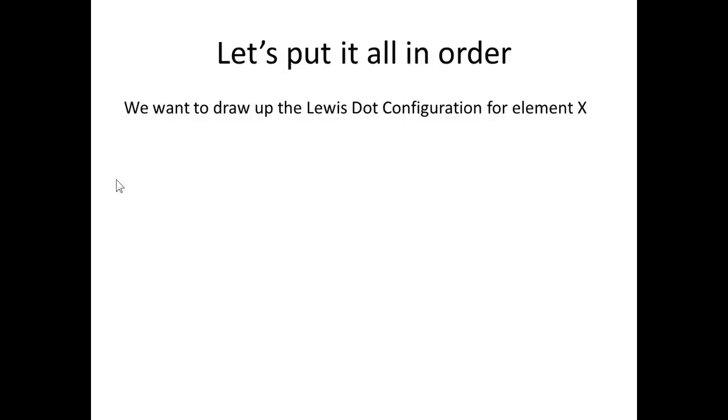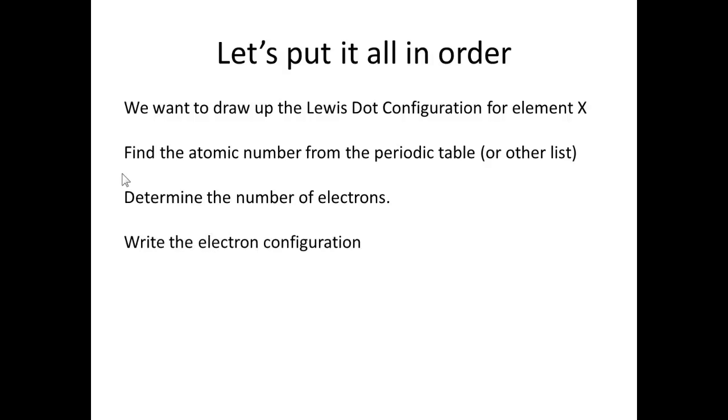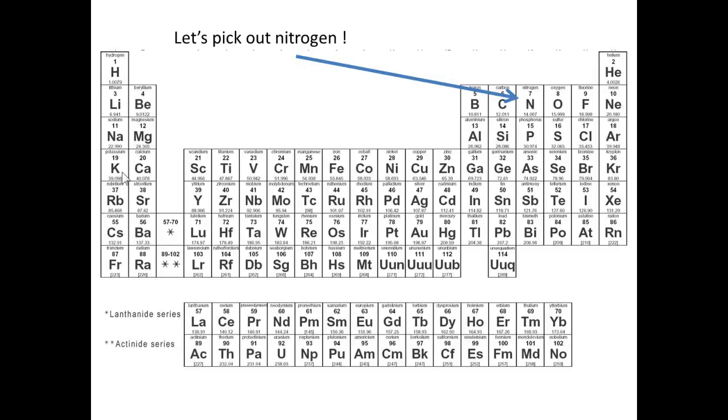So we'll put it all in order. We've got a Lewis dot configuration for element X. First we find the atomic number by looking at the periodic table or other list. Then we determine the number of electrons. We write the electron configuration. We determine from the electron configuration the number of valence electrons, and then we can draw out the valence electrons on the Lewis dot configuration. So we look at nitrogen.